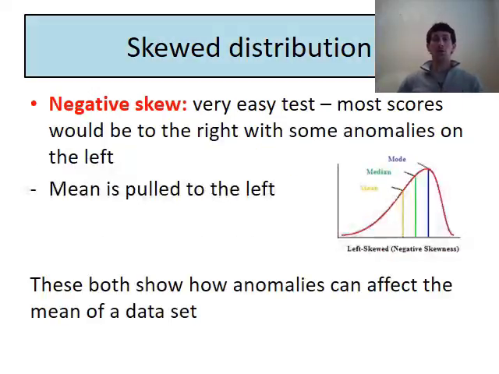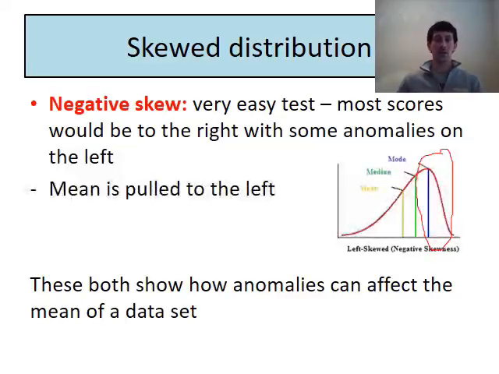On the other hand, we've got a negative skew. So this could be the complete opposite. I set a very, very easy test, so everyone this time scores really, really highly. Okay, so we're all towards the higher end of our distribution curve. However, a few people still do really, really poorly. Again, you know who you are. And what happens now is that all the data gets pulled over to the left. And that's why we call this a left skew or negative skew.